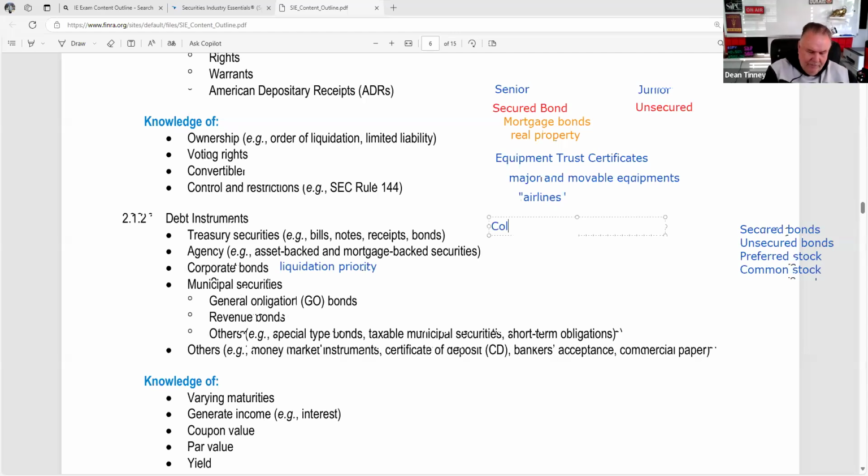A collateral trust, the last one we have in this category, is what's called a collateral trust bond. And that is going to be secured by marketable securities placed in escrow.